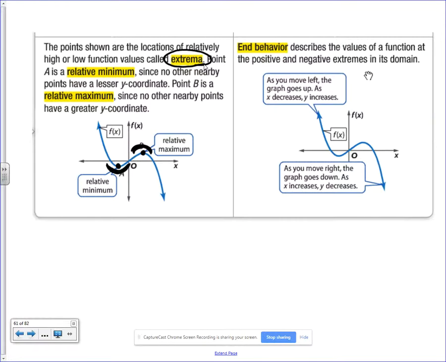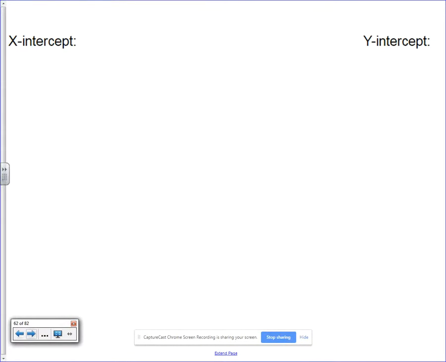Fair enough? What about the right-hand side? Decreasing. You're looking at your arrows there. Again, that's not too hard. Everybody all right? Finally, I would like to write in the definitions of the x and y intercepts.